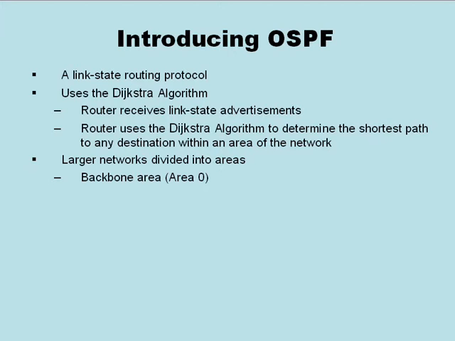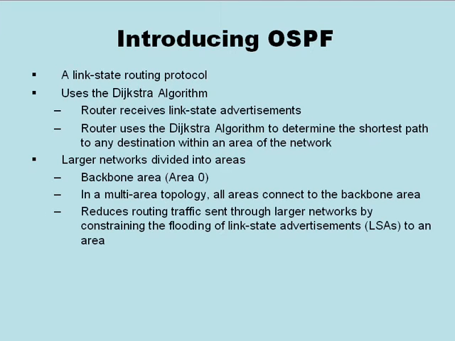If we just had a single area, most people still use Area 0 as the number of that single area, but it doesn't have to be with a single area. But if we have more than one area, we do have to have an Area 0, and everyone else has to connect back to that Area 0. And by subdividing the network into these areas, one of the big advantages we have is we're constraining the flooding of those LSAs to an area.